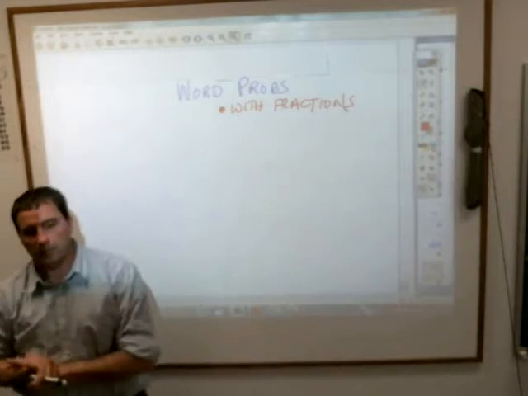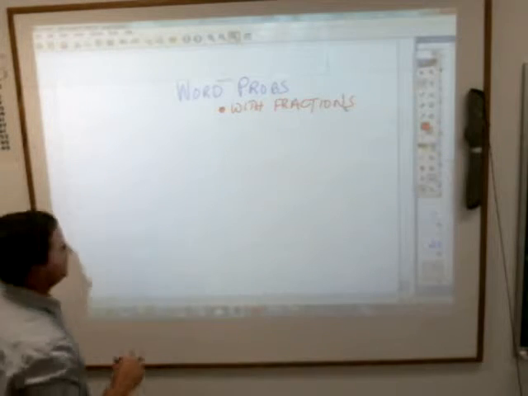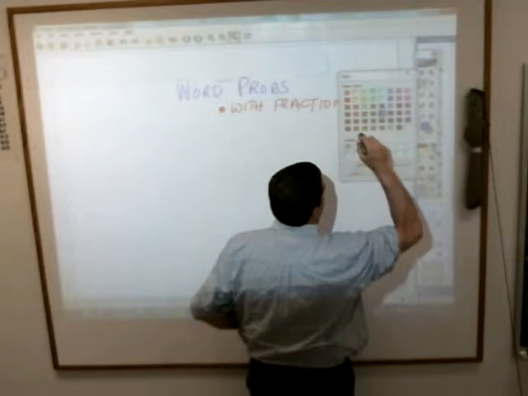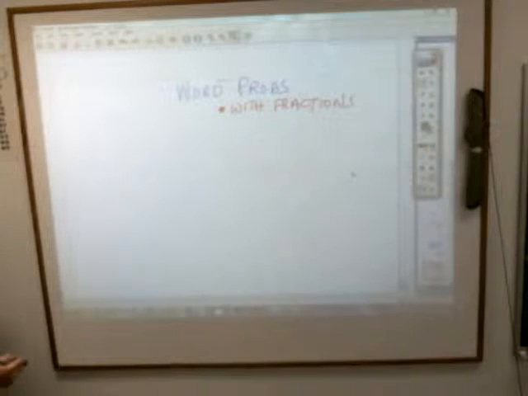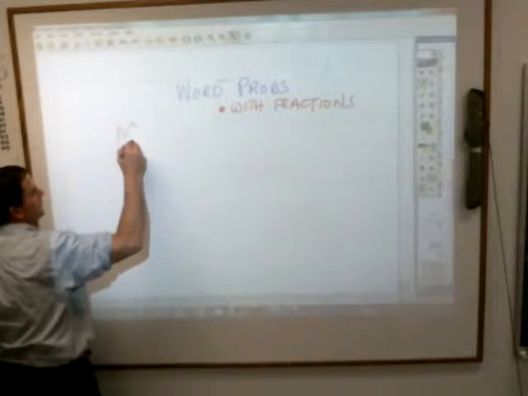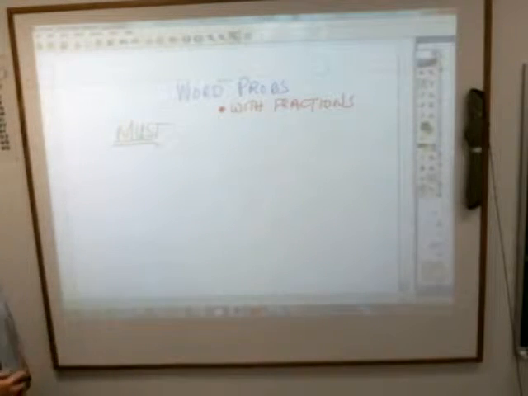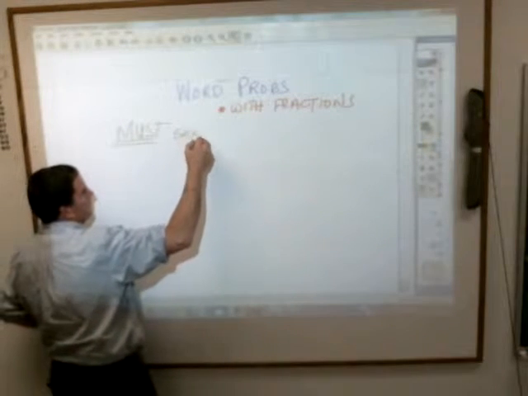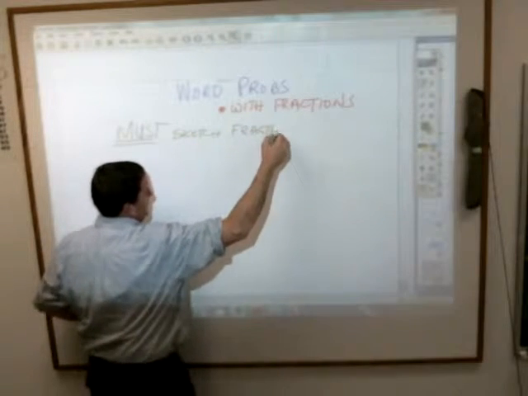This one specifically: word problems that deal with fractions. And in case you did not catch on to this today or whenever we talked about it before, because we probably have, word problems with fractions, you must, let's put this in big bold letters, you must sketch out fraction boxes. You must sketch fraction boxes.